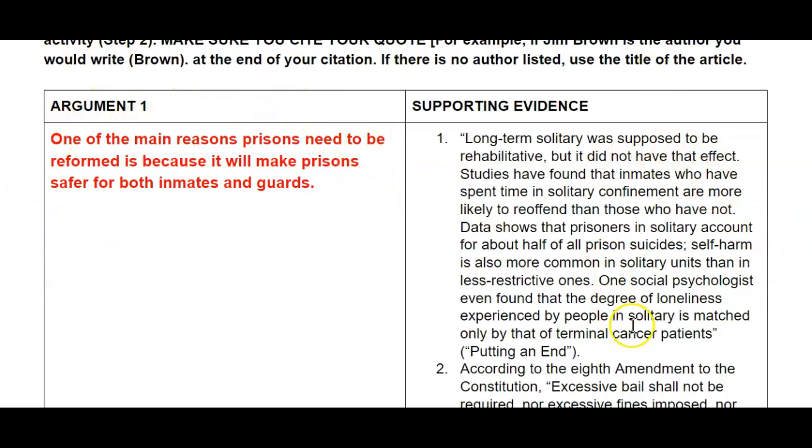Now, you need at least 2 to 3 pieces of evidence for each argument point. If you can't find that research, you might need to switch your argument. It might not be a strong argument if you can't find any evidence to back it up. So let's just look at an example here. With argument 1, I said one of the main reasons prisons need to be reformed is because it will make prisons safer for both inmates and guards.